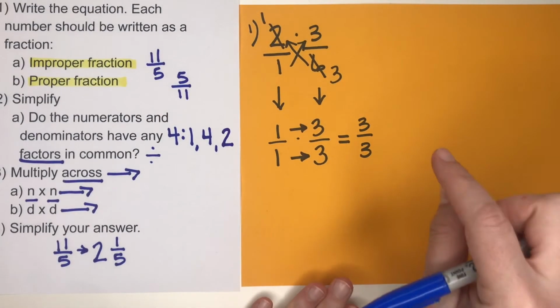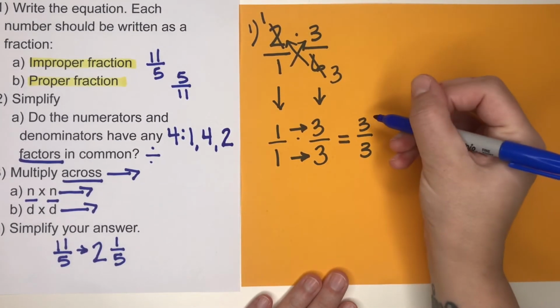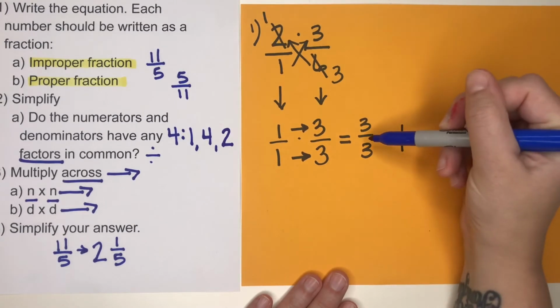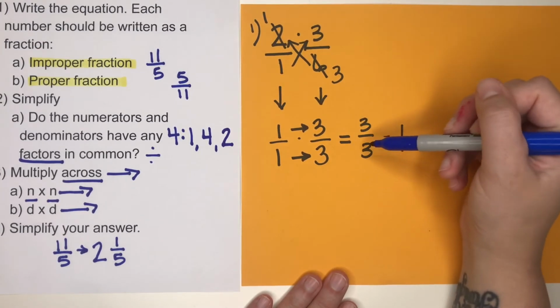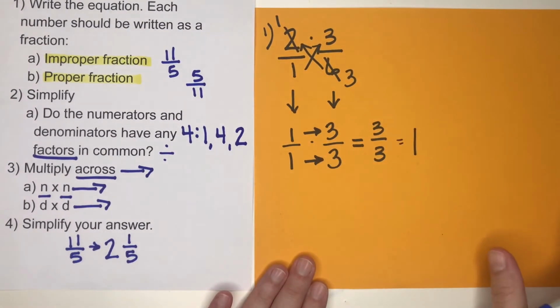To the final step, which is to simplify this answer. And when I have a 3 over 3, or any number over the same number, that tells me that I have the answer 1, because I'm saying that I have all 3 out of 3. So this is another example of using these steps to multiply fractions.